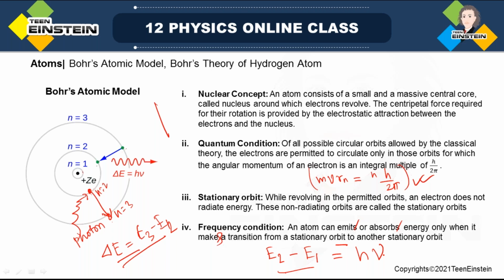Suppose E1 and E2 are the energies associated with the n equal to 1 orbit and the n equal to 2 orbit. Then the frequency nu emitted by the atom can be obtained from this relationship: nu equals E2 minus E1 divided by h. This is called the frequency condition.